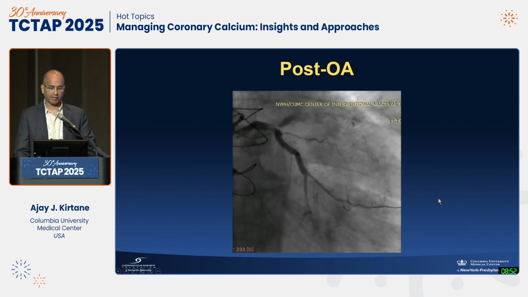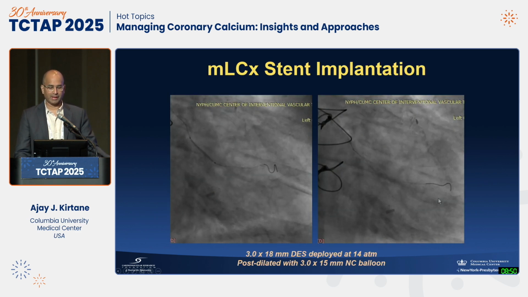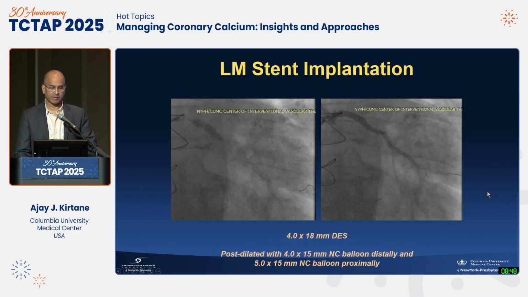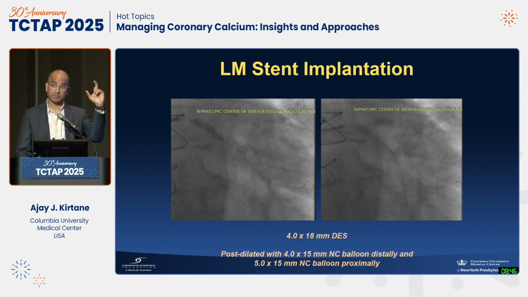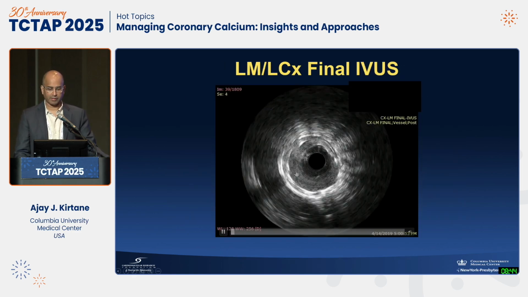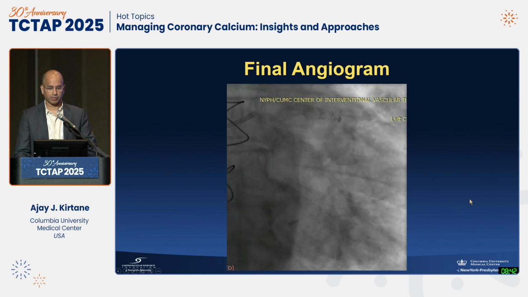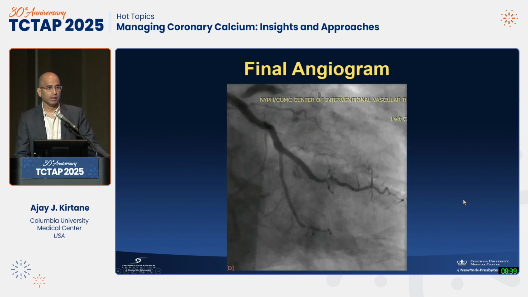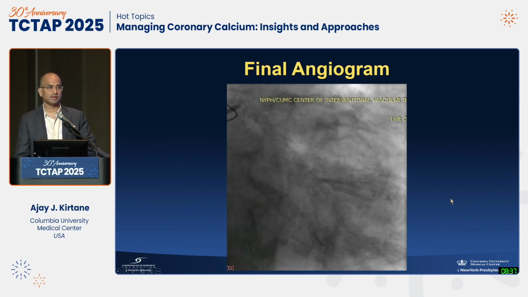This is what it looks like after orbital atherectomy. And then basically it's just simple stenting and optimization. And we did high speed at the left main. Final IVUS, I'm not going to show you, but basically everything looked good. And this is what the final angiogram looks like. So you can do these cases with a single device safely.